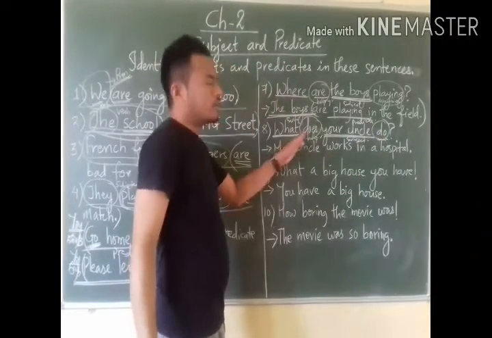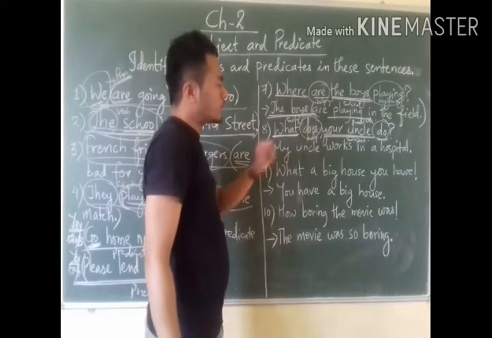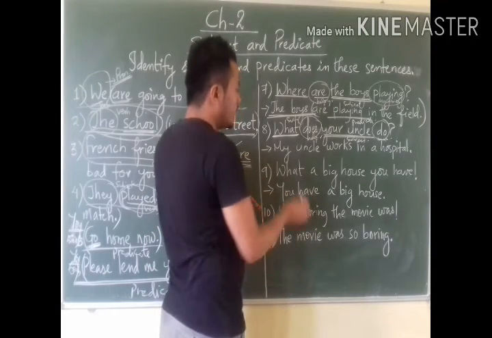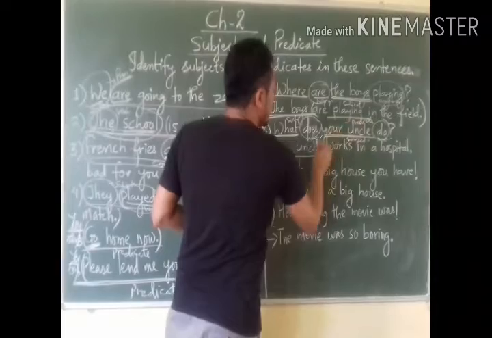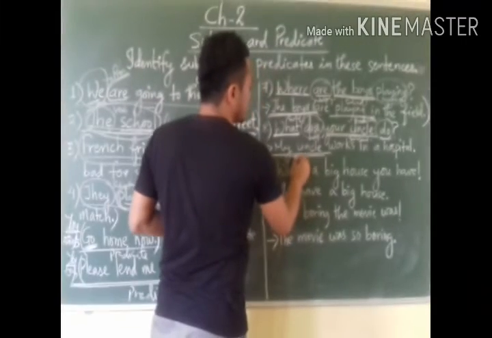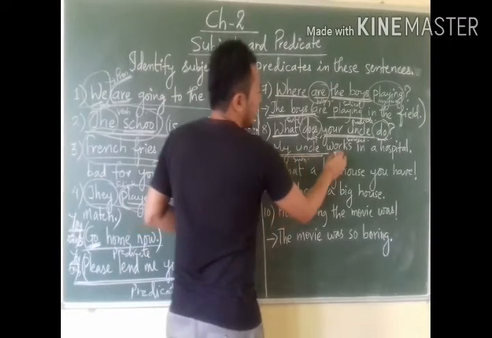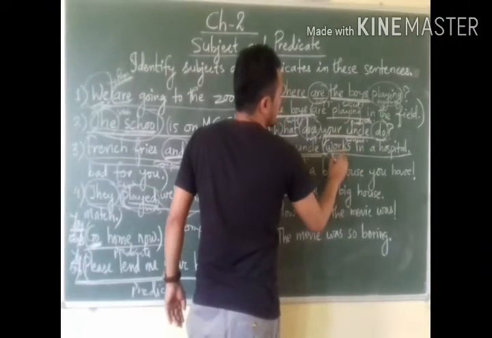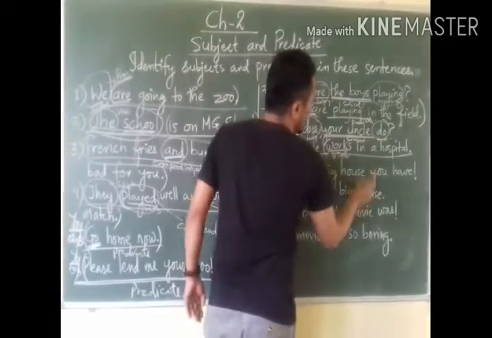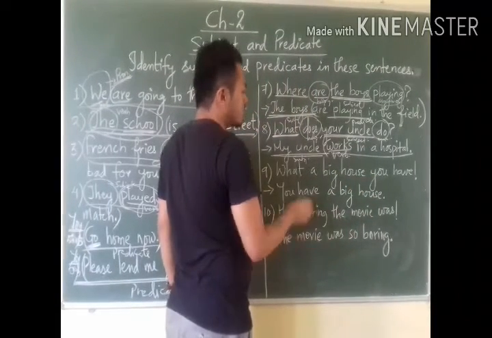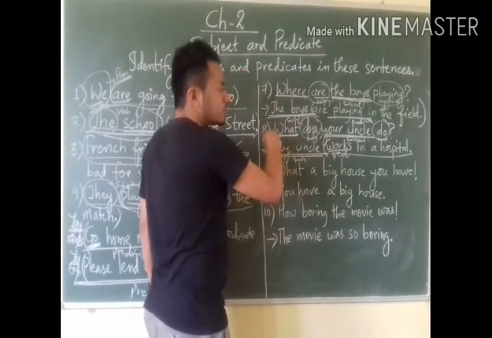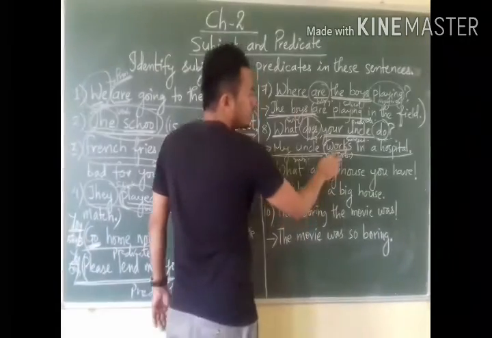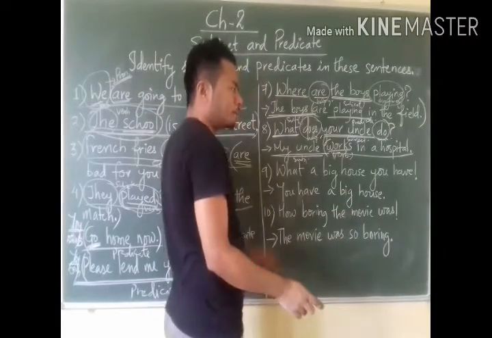Now, what does your uncle do? See here, if you translate this question into an answer, my uncle. Your uncle means my uncle. So my uncle is the subject here. And works in a hospital is the predicate, because works is the verb. Whenever we get a verb in an assertive sentence, and answers are in assertive sentences, the rest of the words are the predicate.